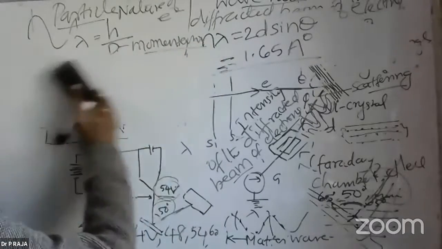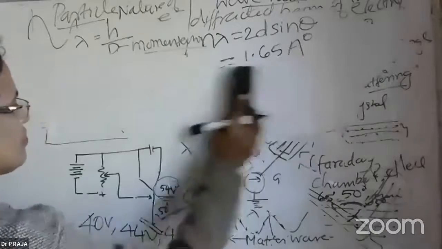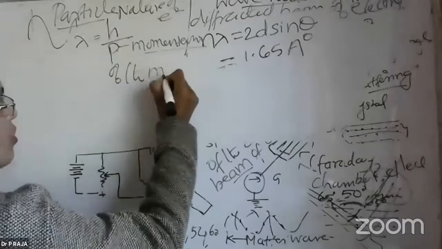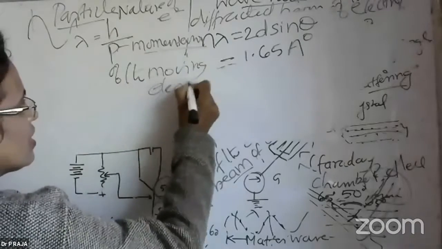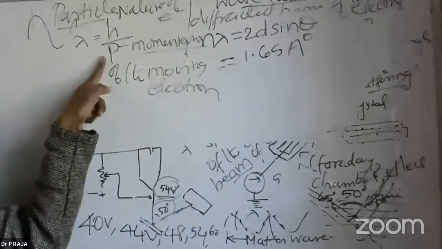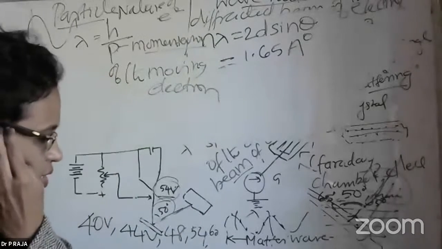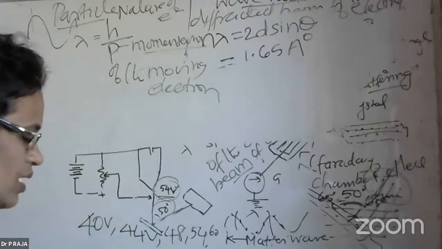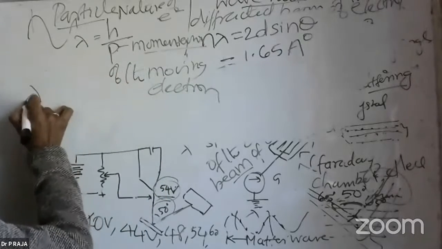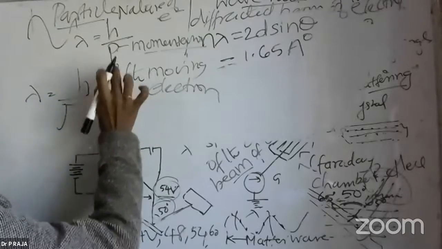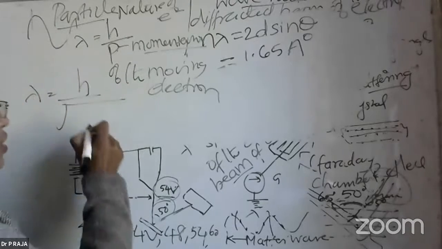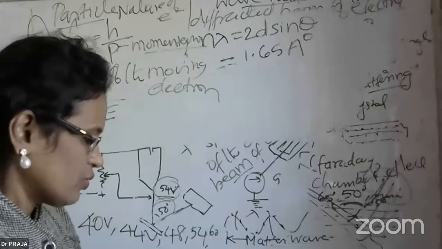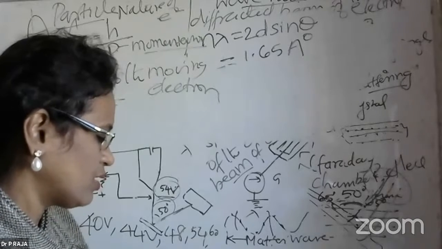The momentum of the moving electron is p equal to m into v. So we need to use this formula: lambda is equal to h divided by p, and the formula for p is root of 2 into m into E. Now put it into the format.